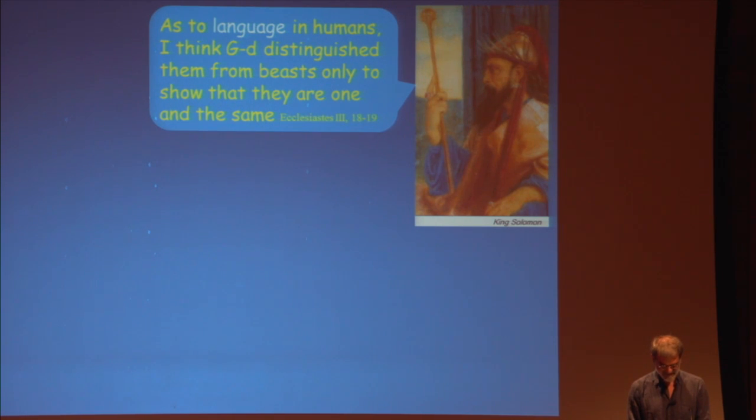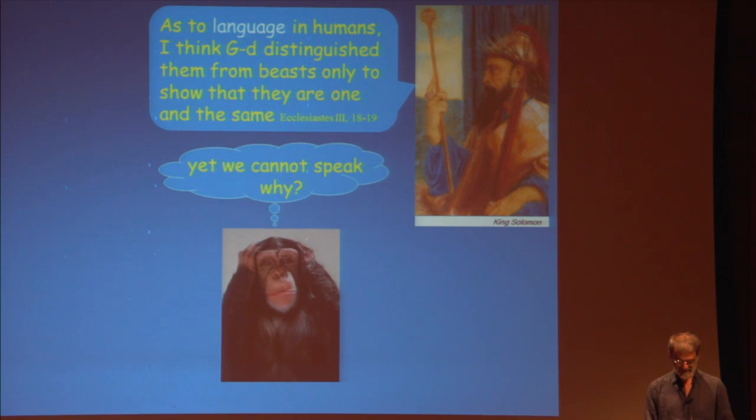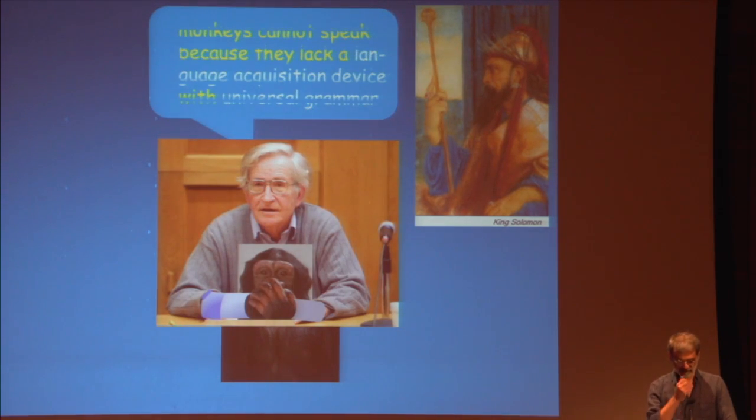This statement is maybe paradoxical and is of no comfort to other mammals who yet do not understand why they cannot speak. But a person that claims to have resolved this enigma is Noam Chomsky, who stated that monkeys cannot speak because they lack a language acquisition device, this LAD, which is endowed a priori with a universal grammar.